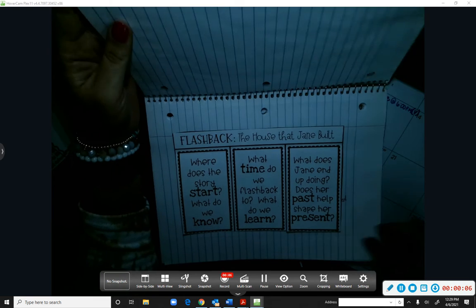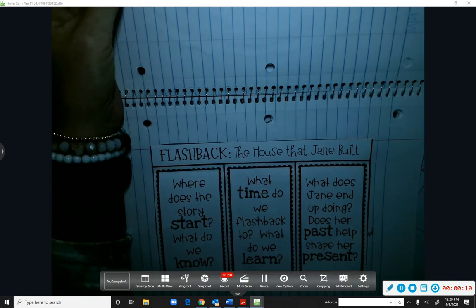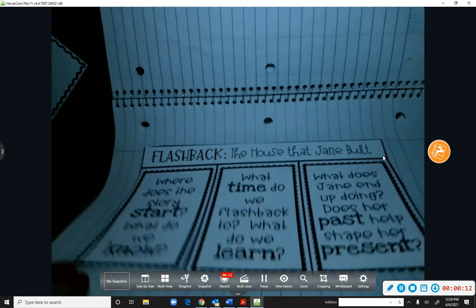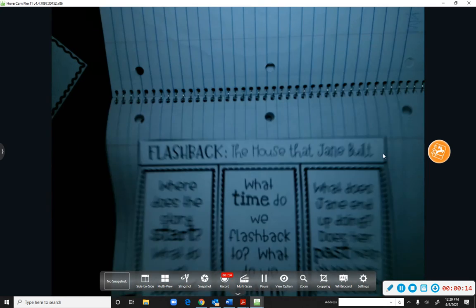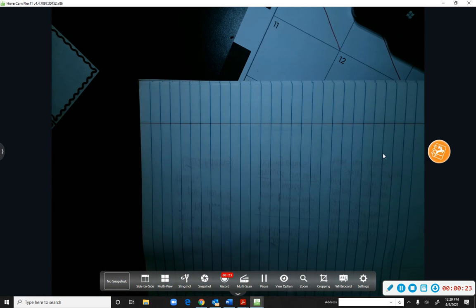Okay, so we just got through listening to the story, The House That Jane Built Again. So now we're going to flip to a clean page in our reading notebooks. We did flashbacks yesterday, so today we're going to look at what it means to use text evidence. We've done this before.